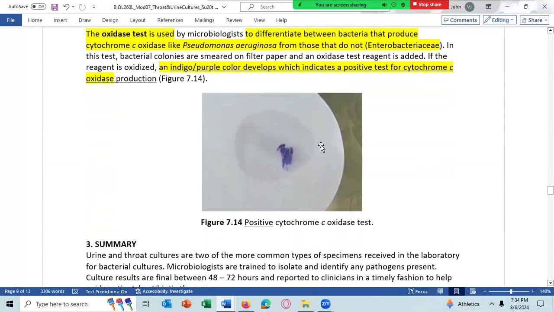For the oxidase test, you simply put the reagent down on the cells, and if the cells are oxidase positive, within 20 or 30 seconds, the area will turn purplish or a dark blue, which is oxidase positive. If there were cells over here, this would be oxidase negative.